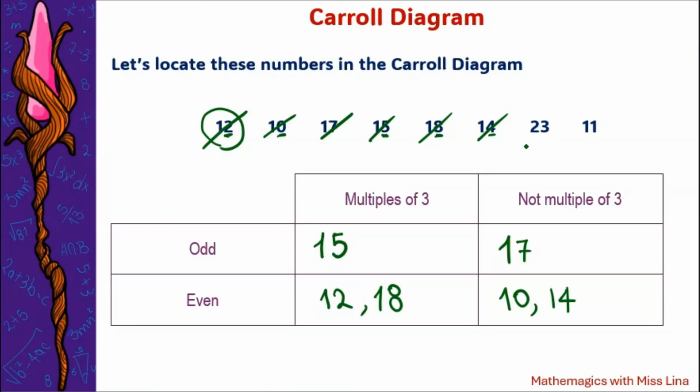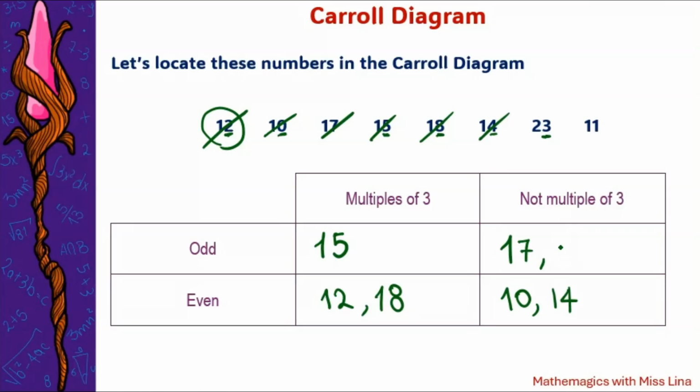23 is not a multiple of 3 and is odd. So it's going to go here with this 17, 23. And finally 11. 11 is not a multiple of 3 and is an odd number. So it's also going to go here. Okay guys, that's how we finish the Carroll diagram in this case.